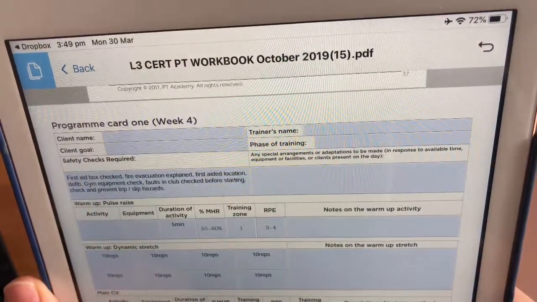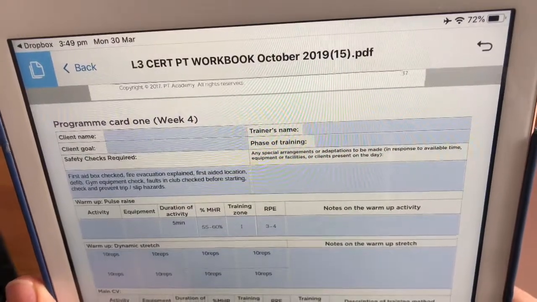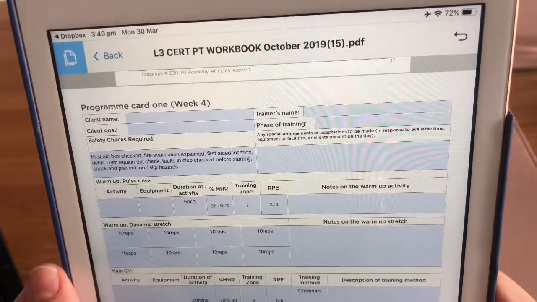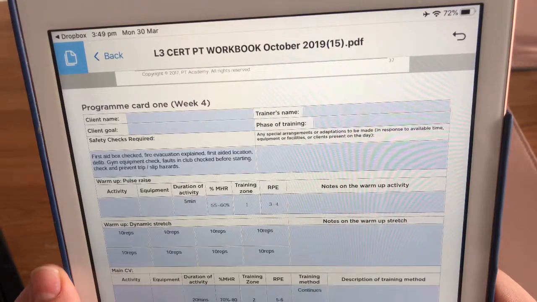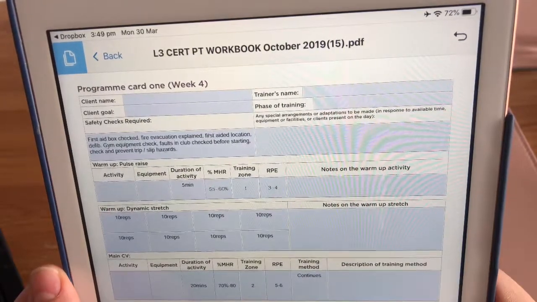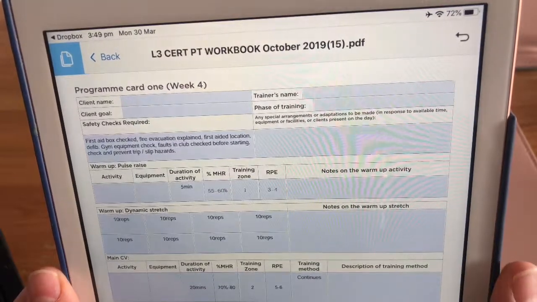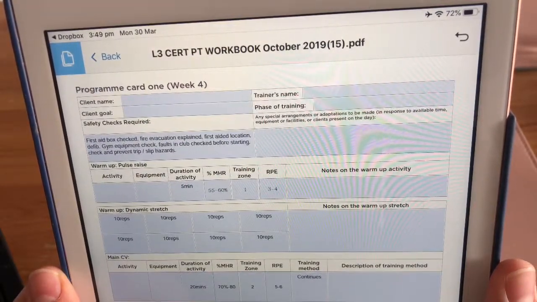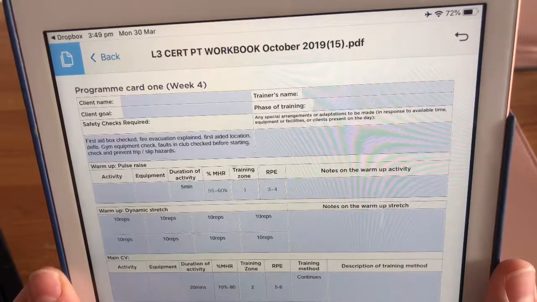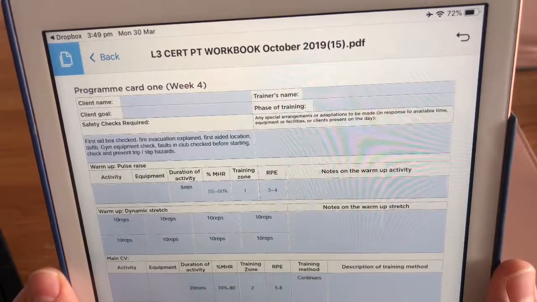Now we're looking at the program design for level 3 personal training. As you can see, we've got safety requirements. So first thing, because we're gym-based, we're looking at the first aid box, fire evacuation explained, first aid location, etc. Yep, special requirements for the day.